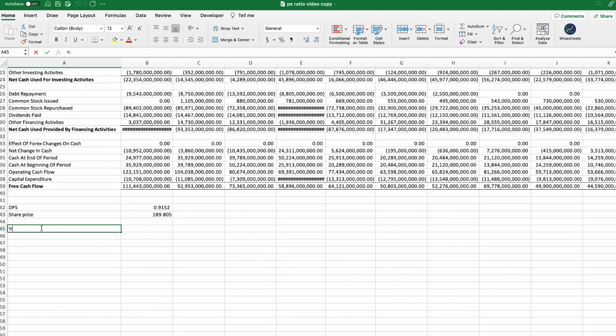And so now for the yield, it's very easy to calculate this number. We take the dividends per share, we take the current share price, and this is going to give us the dividend yield. We're just going to turn this into a percentage, and then we can add some more decimals so that way you can see the number more clearly.